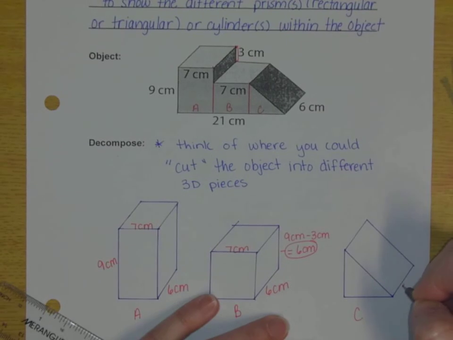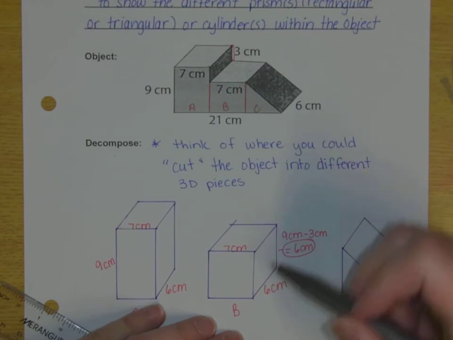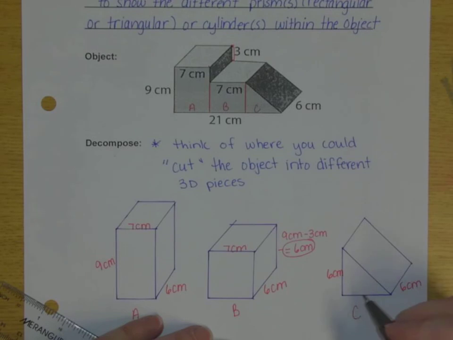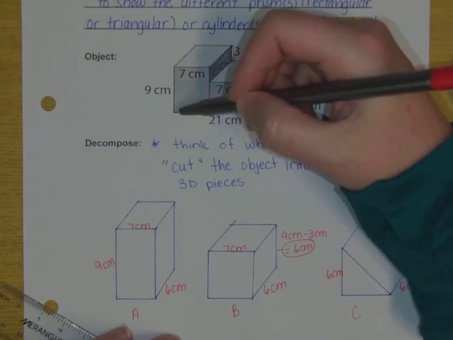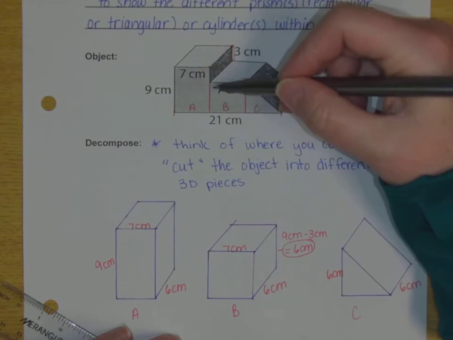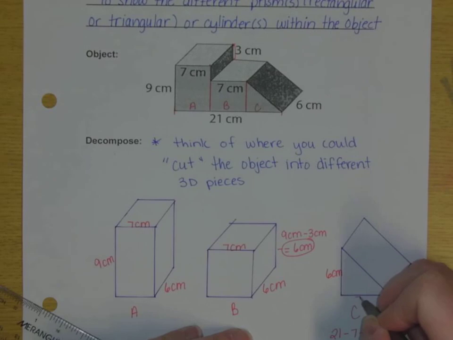So we know that it is 6 centimeters deep, and we do know the height because we found the height of B. We found it to be 6, so the height of this is 6 centimeters. Now we have to figure out the length of it. Okay, so we know all the way across is 21 centimeters. And we know that A is 7 centimeters, and B is 7 centimeters. So if we did 21 minus 7, we're going to equal 7 centimeters. So here it is, 7 centimeters wide.